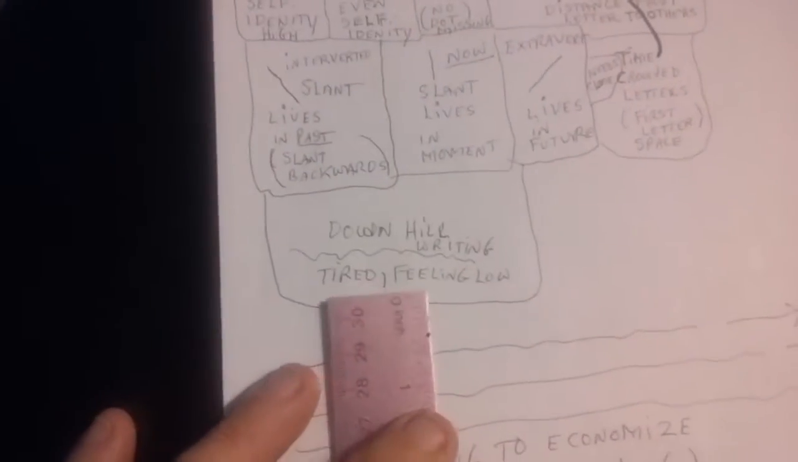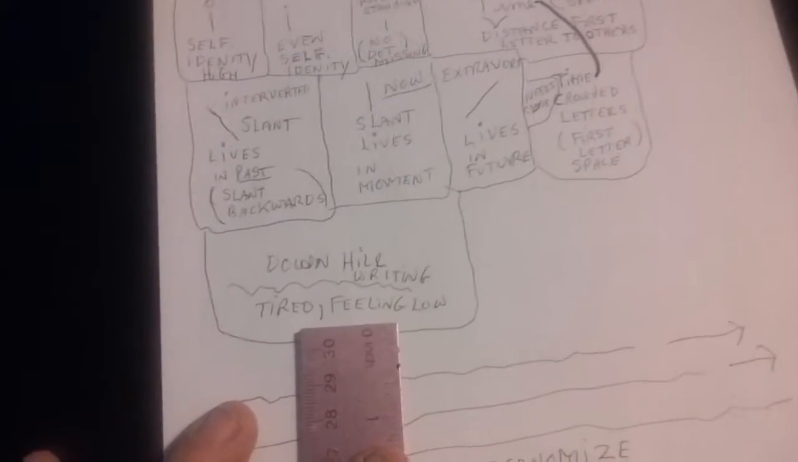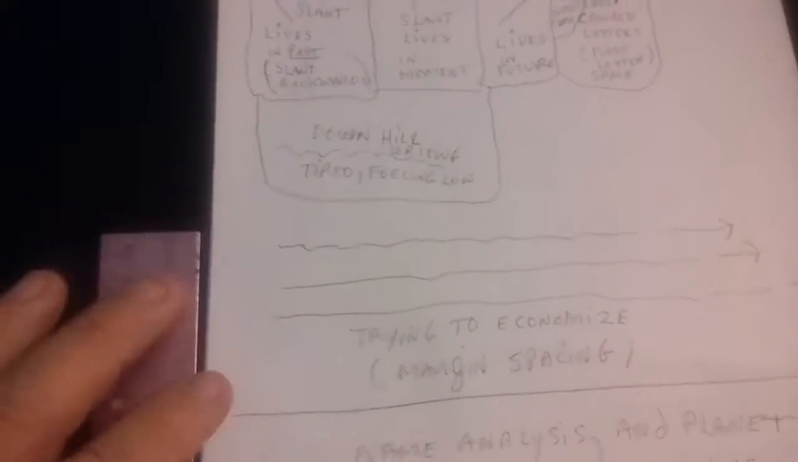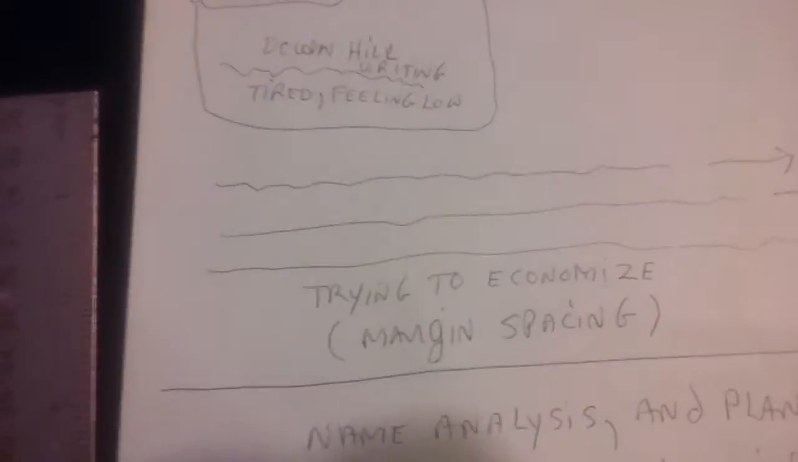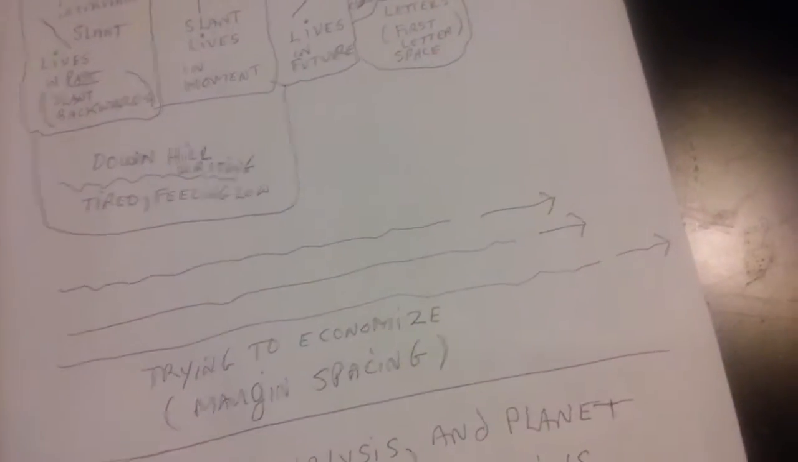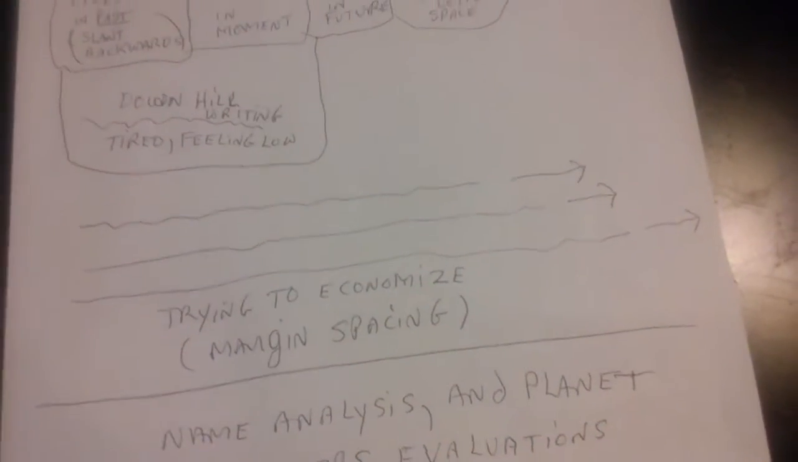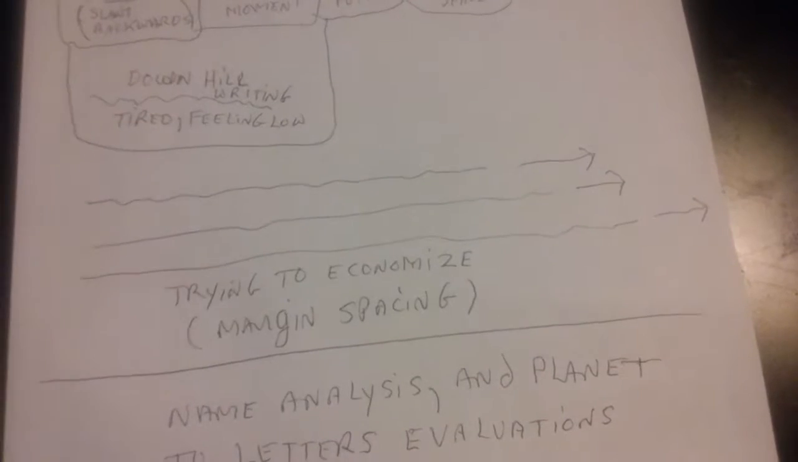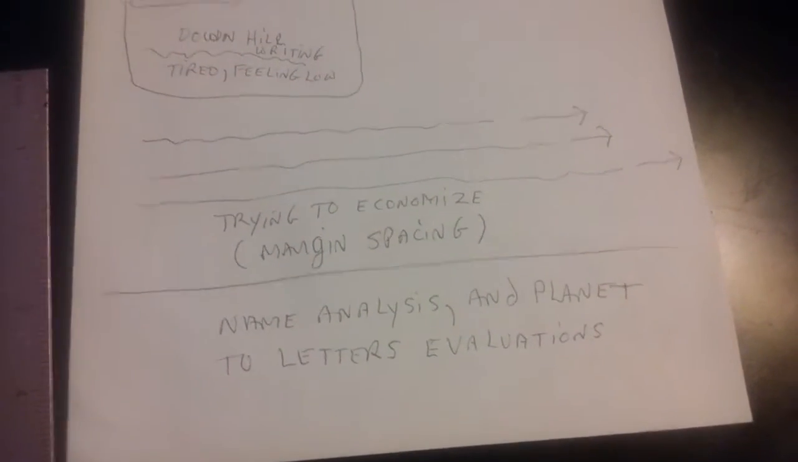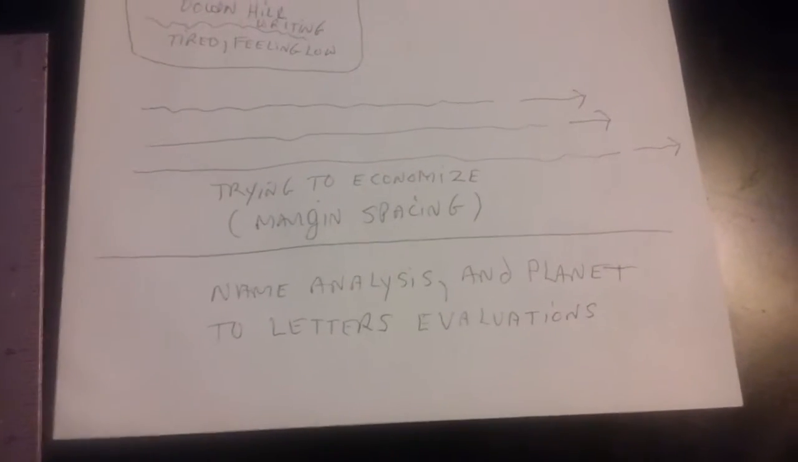When you see a downward handwriting, like it starts high to the left and goes down, the person's either tired or feeling very low. And when you look at the margins in a word, like the person starts to the left and they're constantly trying to go more to the right, they're trying to economize, and they're very aware that they're wasting space and wasting time.